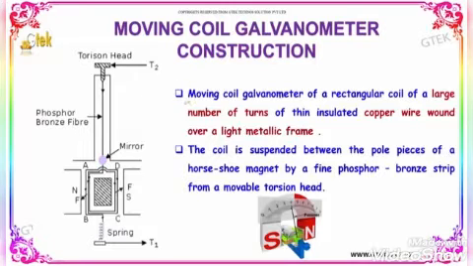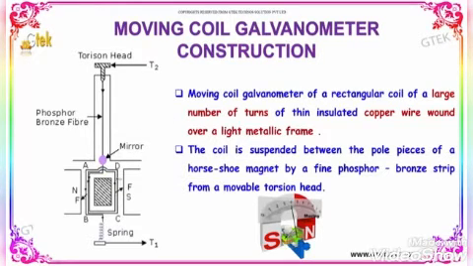Construction: here you see the diagram. At the top there is a torsion head and it is connected by a phosphor bronze wire, and there is a mirror. It is used to see the deflection of the coil, and ABCD is the coil, and below that there is a spring connected to the terminal T1, and there are the pole pieces.